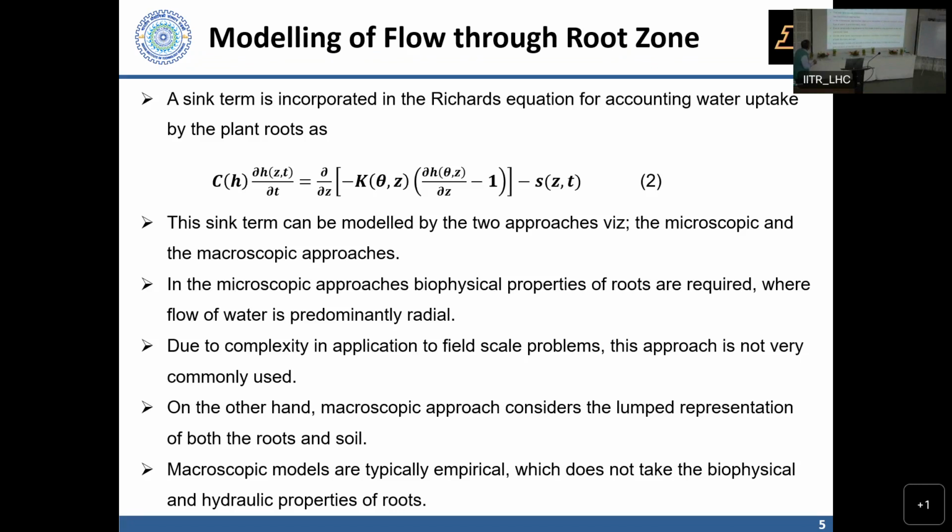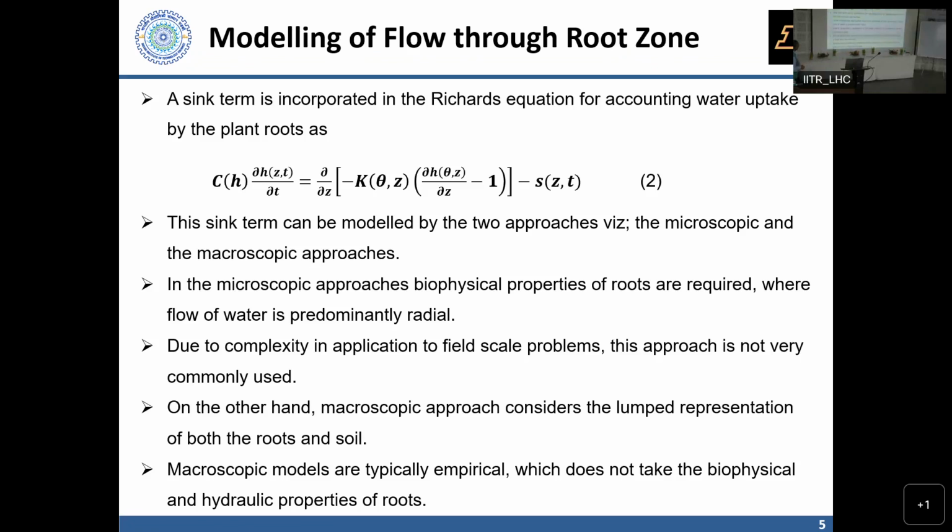The sink term can be modeled by two approaches: the microscopic approach and the macroscopic approach. In the microscopic approach, we assume that the flow towards the root is predominantly radial, and it requires a lot of biophysical properties of the roots. It is quite complex. So usually people go for the macroscopic approach, where we lump whatever the root takes as a sink term here, so that this equation can be solved in a simpler way.